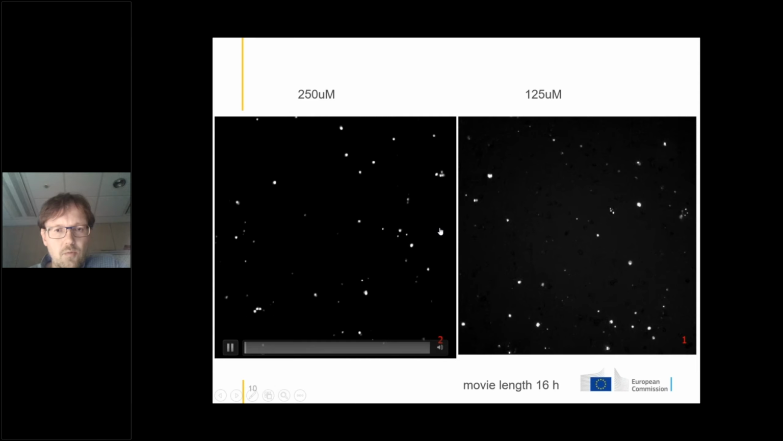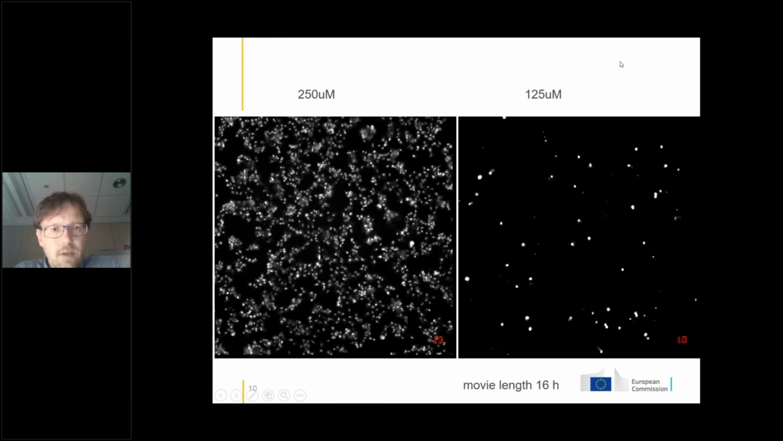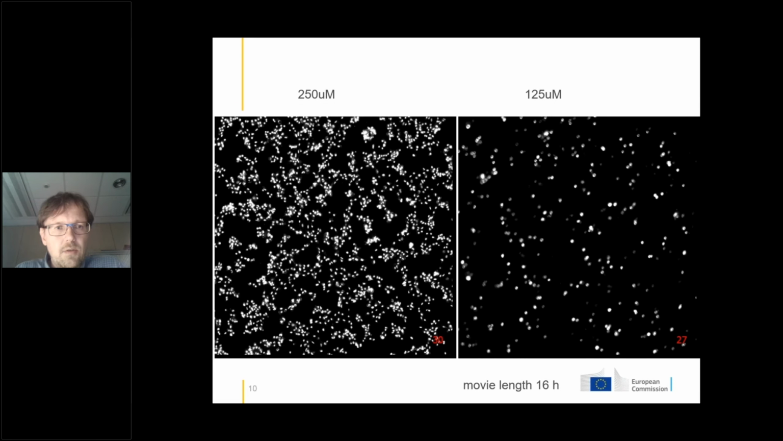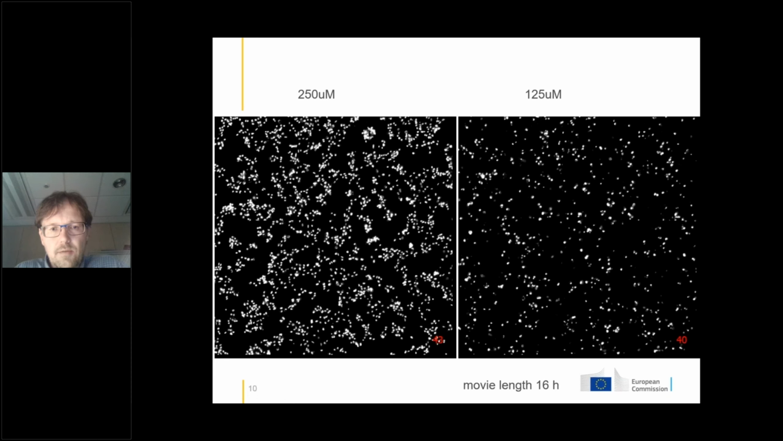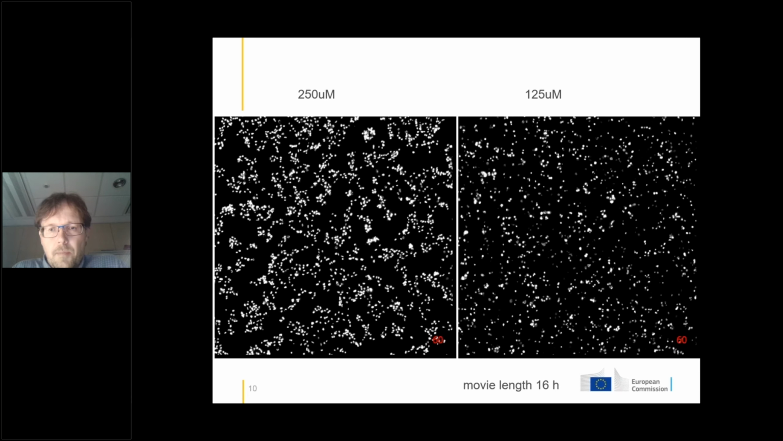Again, here are another 2 movies where 2 different concentrations of different chemicals were recorded. The higher concentration on the left side and lower on the right side, and you see that there is a difference in the number of the white spots.